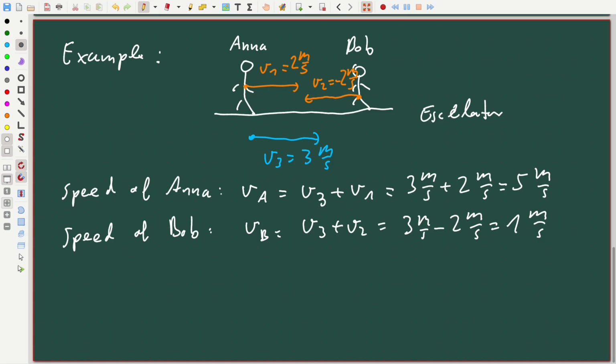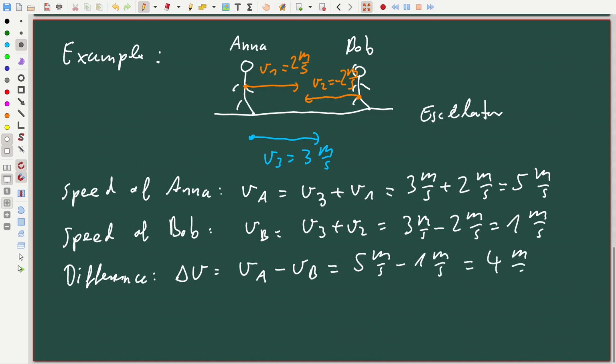So from the point of Anna, it looks like she is actually approaching Bob with a certain speed, and this speed we can calculate now. We can calculate the difference between these two speeds, delta V, which would be in this case VA, the speed of Anna, minus the speed of Bob, and this would be 5 meters per second minus 1 meter per second equals 4 meters per second. So for Anna, it will look like she is actually approaching Bob with a speed of 4 meters per second. And if we then also define an initial distance between these two, let's say that this was, for example, 5 meters, then we can also calculate the time it needs to reach Bob.